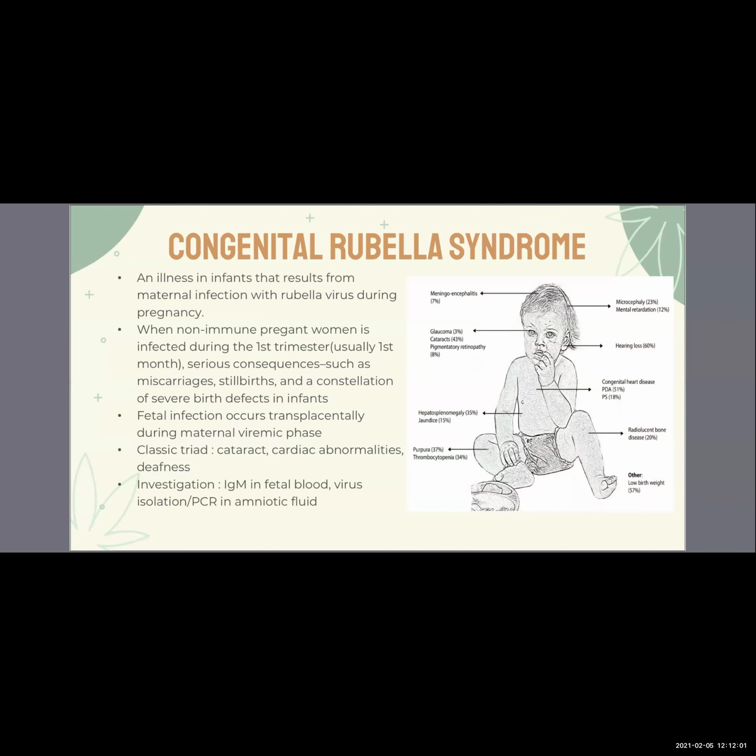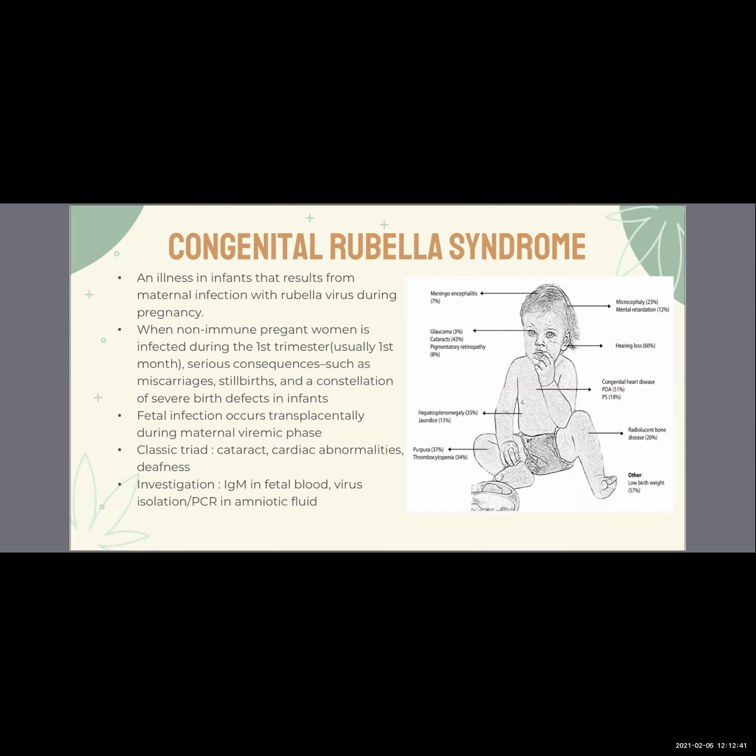Briefly about congenital rubella syndrome, CRS is defined as an illness in infants that results from maternal infection with rubella virus during pregnancy. It usually occurs when a non-immune pregnant woman is infected during the first trimester, usually the first month. This is where organogenesis happens, and serious consequences such as miscarriage, stillbirth, and a constellation of severe birth defects in the infant can occur. This fetal infection occurs transplacentally during the maternal viremic phase.